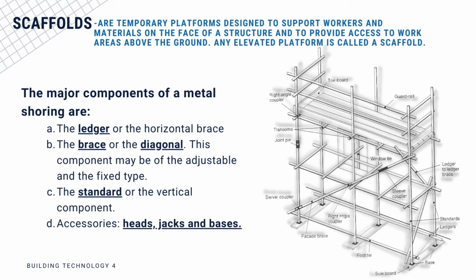So the major components of a metal shore are: A, the ledger or the horizontal brace; B, the brace or the diagonal, which may be of the adjustable and fixed type; C, the standard or the vertical component; D, accessories, the heads, jacks, and bases. So let's tackle these things, the major components of metal shoring.